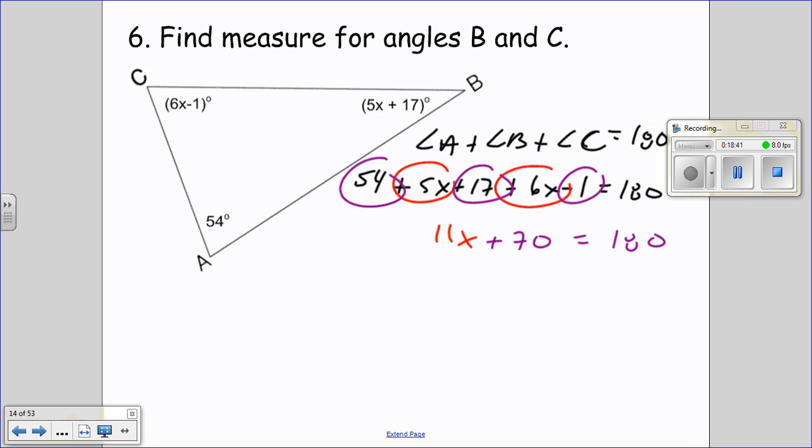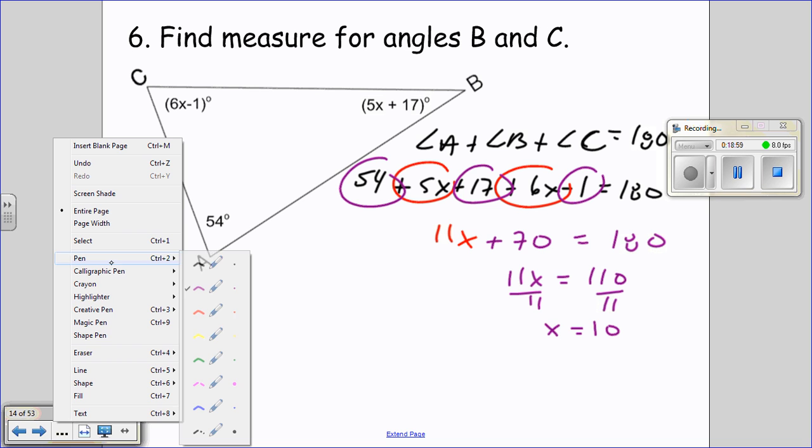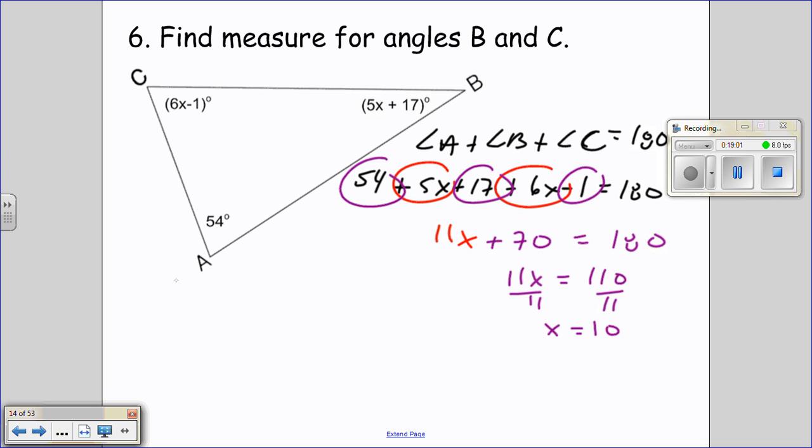Bring down my 180. Now subtract 70 from both sides. You would have 11x equals 110. And divide both sides by 11. So x is equal to 10. Now that I know what x is, I can find the measure of angle B and angle C. The measure of angle B is equal to 5 times x plus 17. So 5 times 10 plus 17 would be 50 plus 17, or 67 degrees.